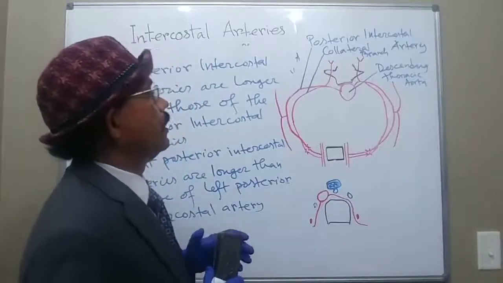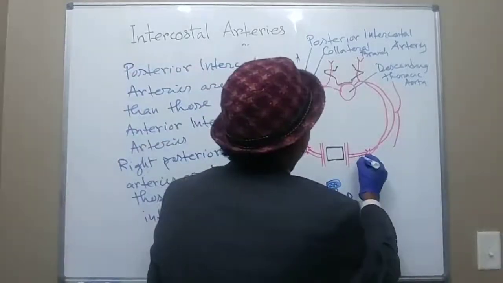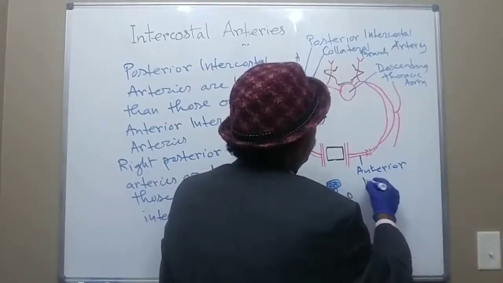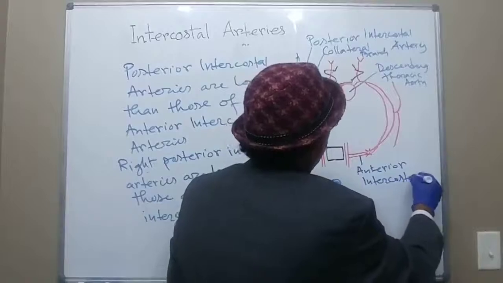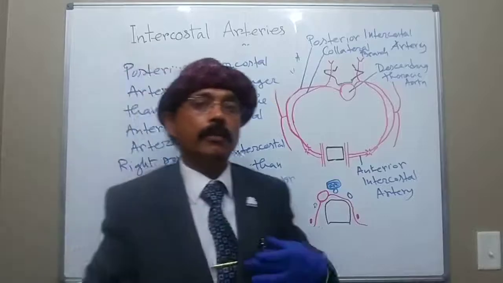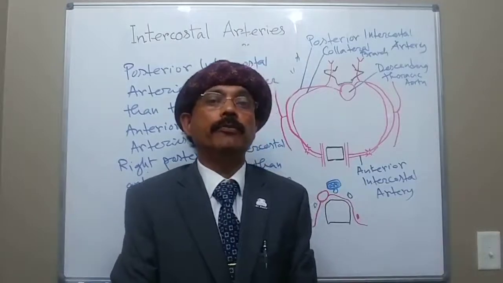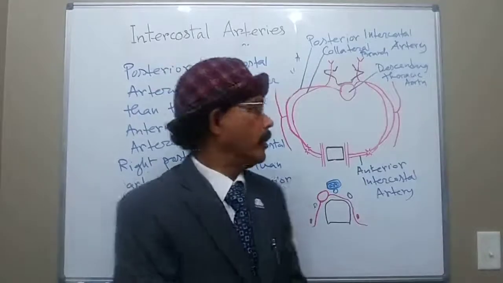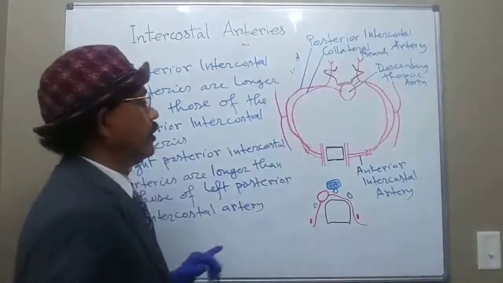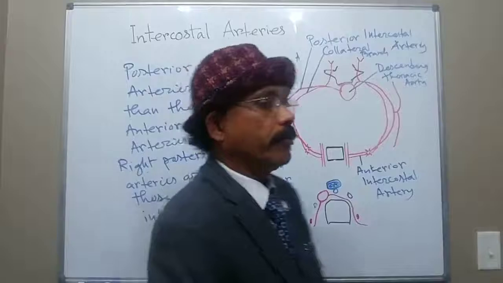Okay, we got that. And once we have learned that part, then what is this? This is the anterior intercostal artery. How many anterior intercostal arteries in each intercostal space? 2. How many posterior intercostal arteries in each posterior intercostal space? 1. Okay, we got that. But certainly the posterior intercostal artery has another collateral branch.